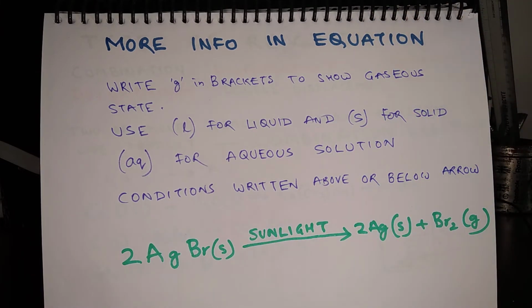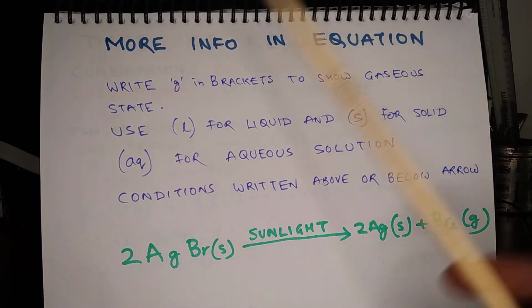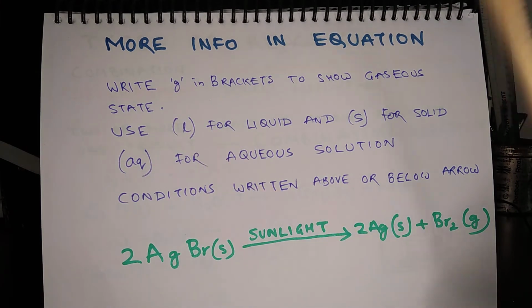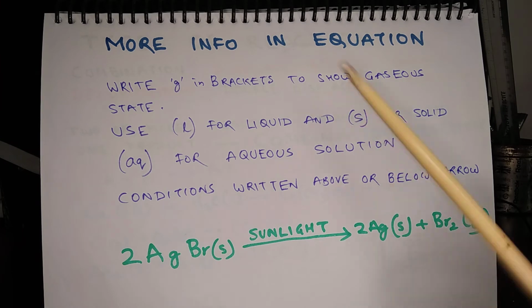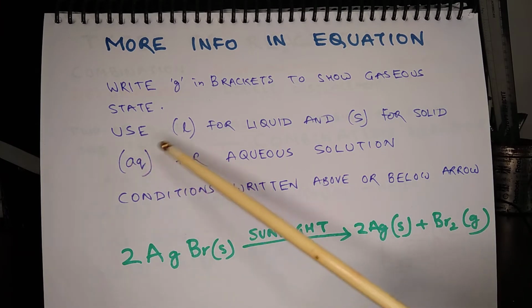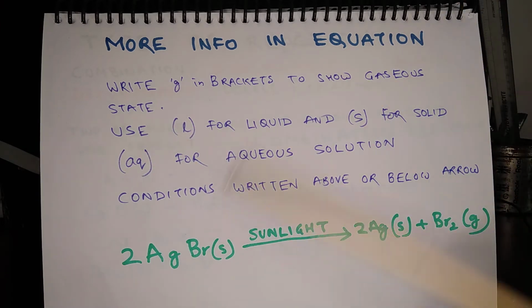In order to show the gaseous state, you need to write G in brackets. For liquids, write L in brackets, and for solid, write S in brackets. If it's an aqueous solution, then write AQ inside the brackets. Special conditions are written above or below the arrow.